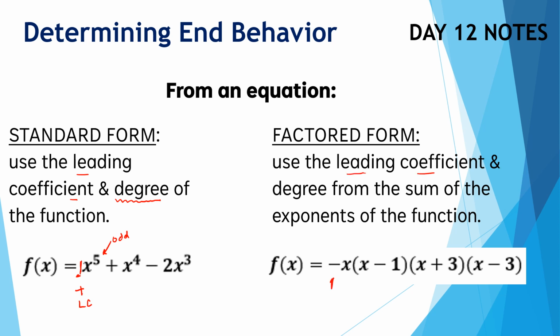In factored form, we're still going to use that leading coefficient. In this case, it's a negative 1 for the leading coefficient. And then again, the degree. But in factored form, remember, we have to find the sum of all of the powers of x. And each of these factors just have a single x, so they all have a power of 1. So in this case, we would have a degree of 4, which is even, and a negative leading coefficient.